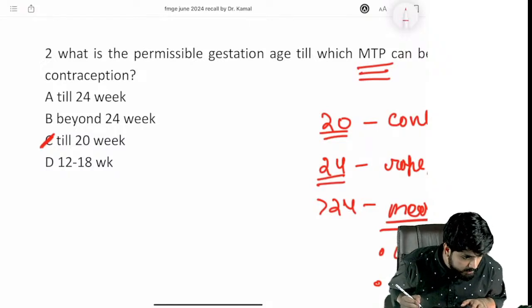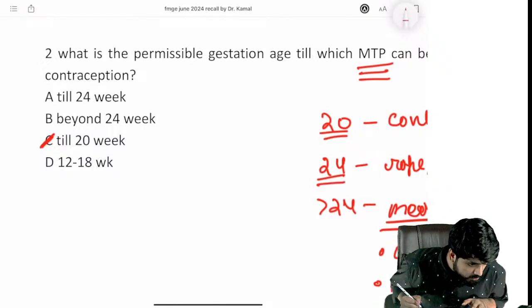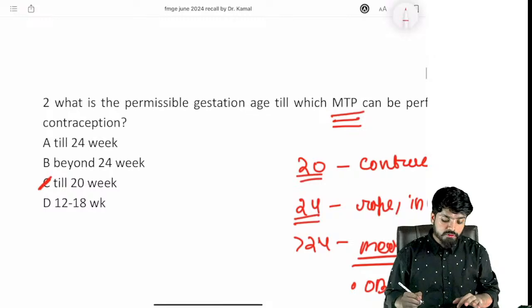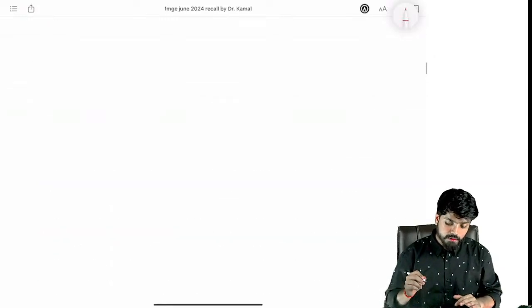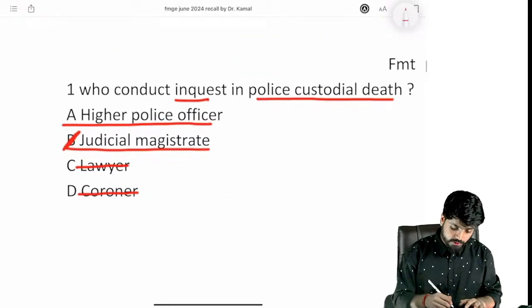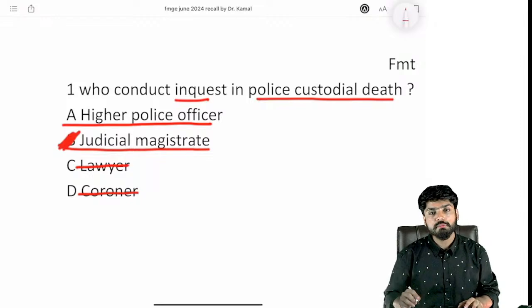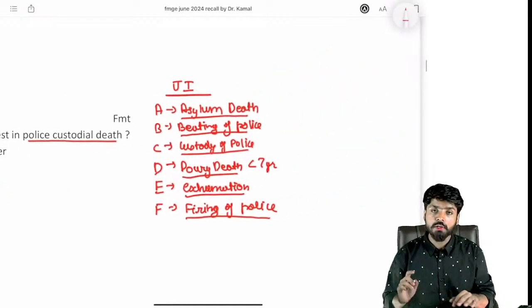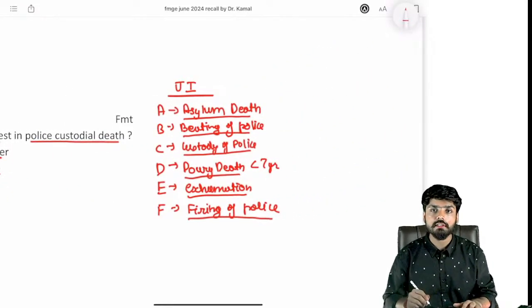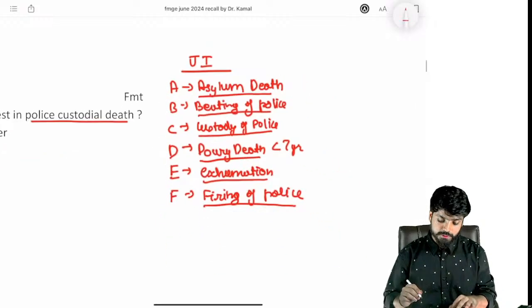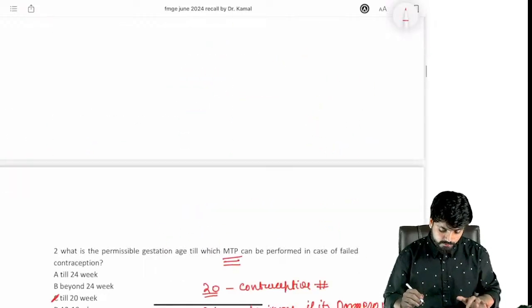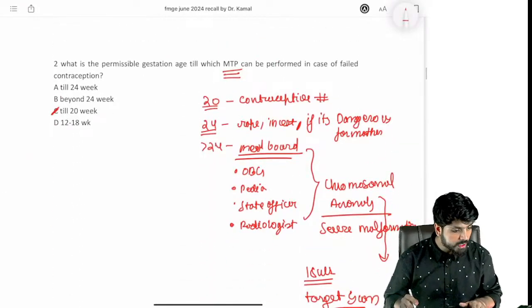For the previous question, the answer will be judicial magistrate itself. Answer will be judicial magistrate because the inquest that is required in this case is by the judicial magistrate. MTP question is clear.